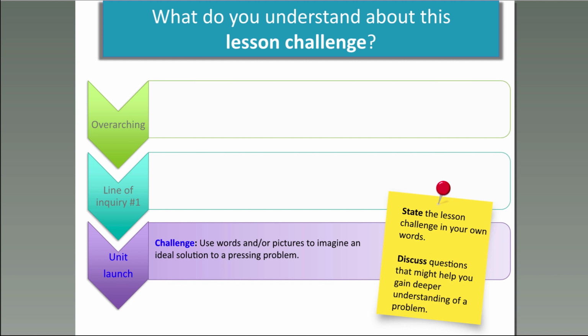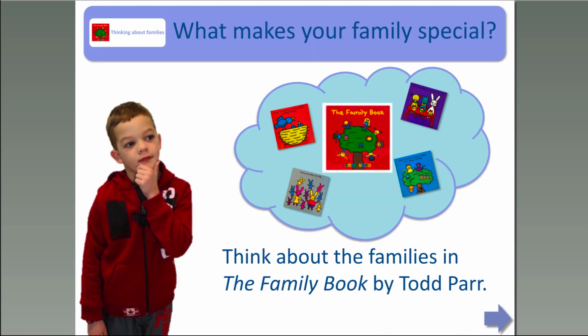Here is from grade 5. The unit launch is to use words and pictures to imagine an ideal solution to a pressing problem, because what the students have to do in the grade 5 critical inquiry unit is to develop an ideal solution to a problem. So you get them doing that right from the very beginning. Grade 2, students have to determine what makes their family special. So right off the bat, what is it that makes your family special? Think about families in the Family Book by Todd Parr and get them involved in that thinking from the very first day.